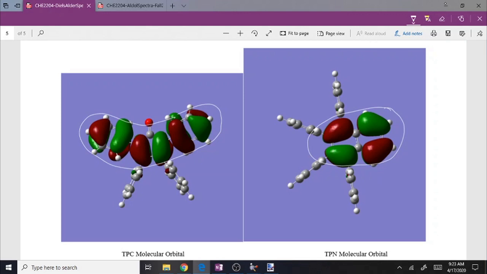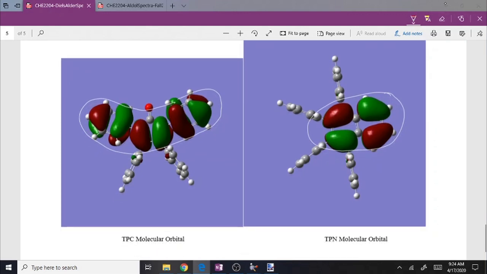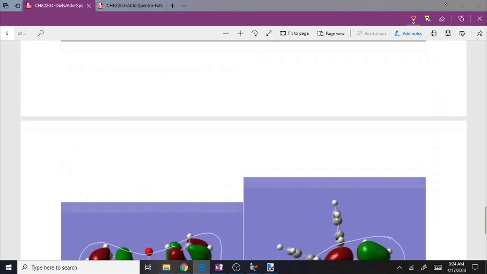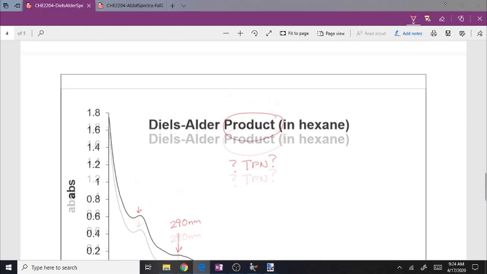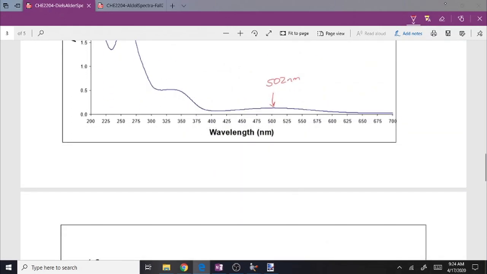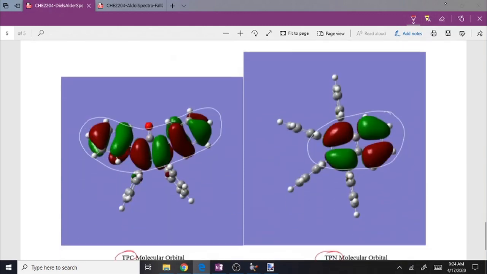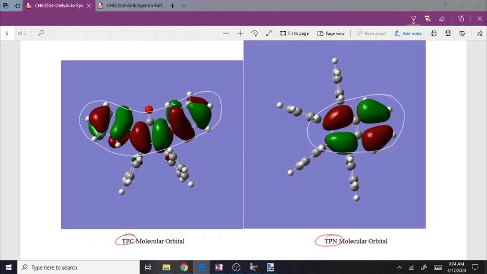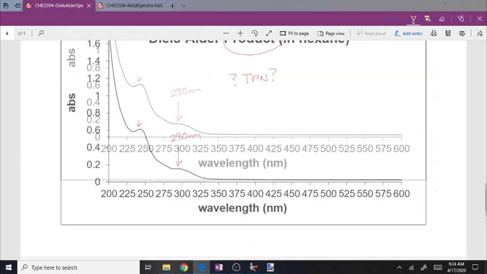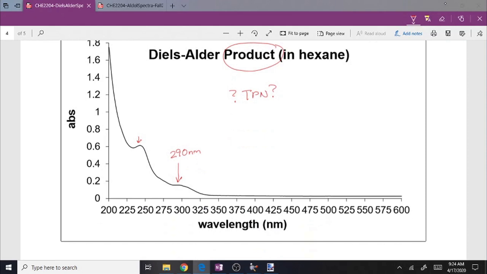So the Gaussian shows us the conjugation of TPN versus TPC, whereas in our UV-Vis it gave the relative conjugation of product versus TPC. So TPC versus product, TPC versus TPN. And in both cases, the Gaussian is showing TPN is less conjugated, and indeed the UV visible spectrum shows it as less conjugated, and so it is possible that our product is indeed TPN.